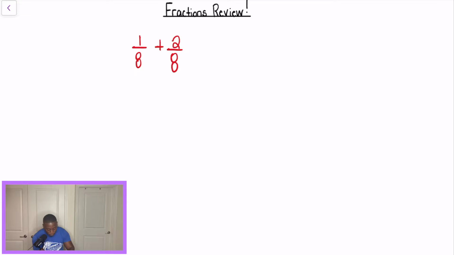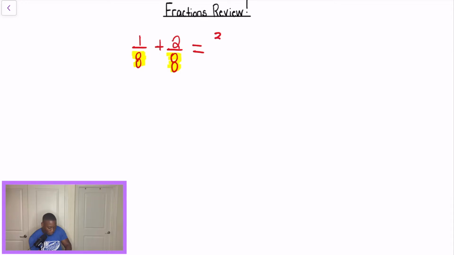Number one, that bottom number, the denominator, has to be the same before we add or subtract our fractions. Once we see that the bottom number, the denominator, is the same, then we can go ahead and add or subtract our fractions. But what we need to remember is that when we're adding and subtracting, guys, we only add and subtract the top numbers. The bottom number will always stay the same.